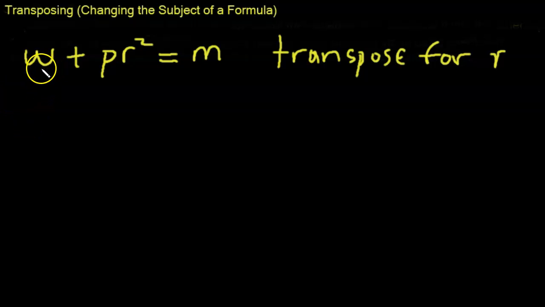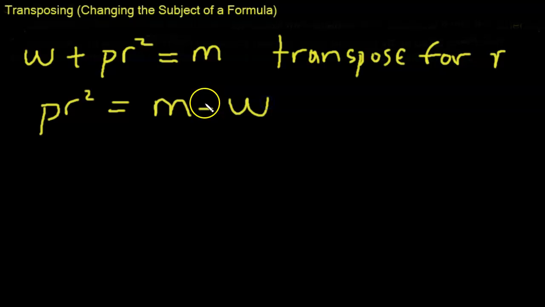This W needs to go, so we need to group the W with the M over here. So we have PR squared equal M minus W. In other words, we subtract W from both sides. So W from here is gone, and here we have minus W over here. To get the R squared by itself, we need to get rid of this P here, right? And so we can divide both sides by P.